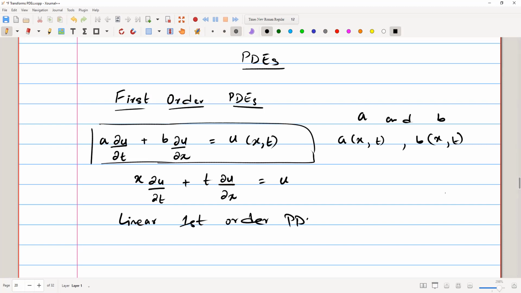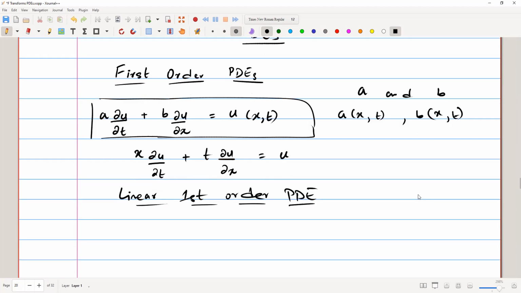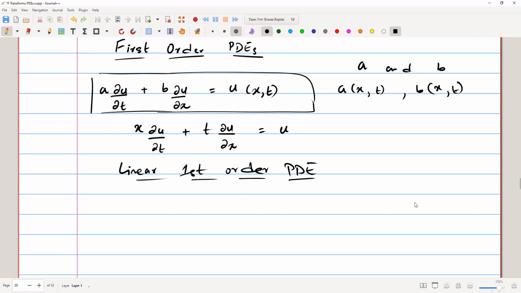For first order PDEs, we have the classification in terms of linearity, that is linear, semi-linear, quasi-linear, and then non-linear PDE. We will discuss all those forms and their solutions by using the Cauchy characteristic method. Okay, so let's take a problem.